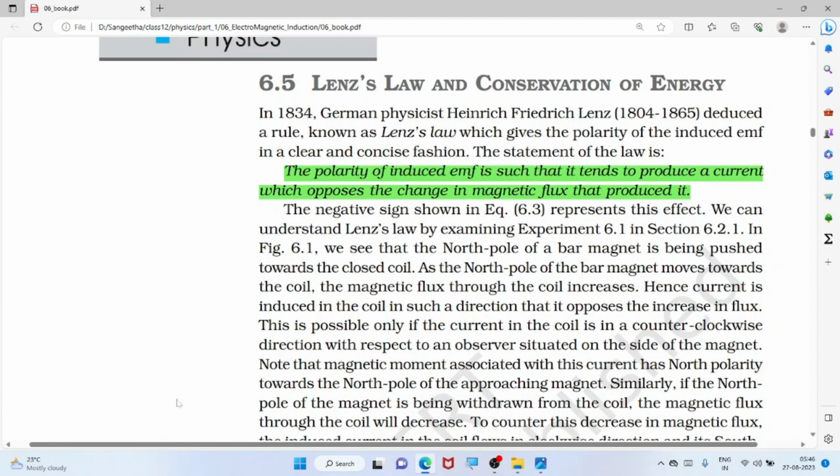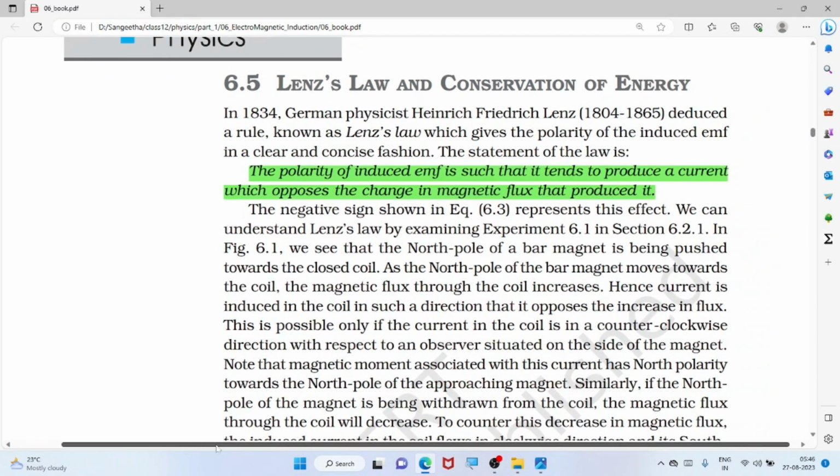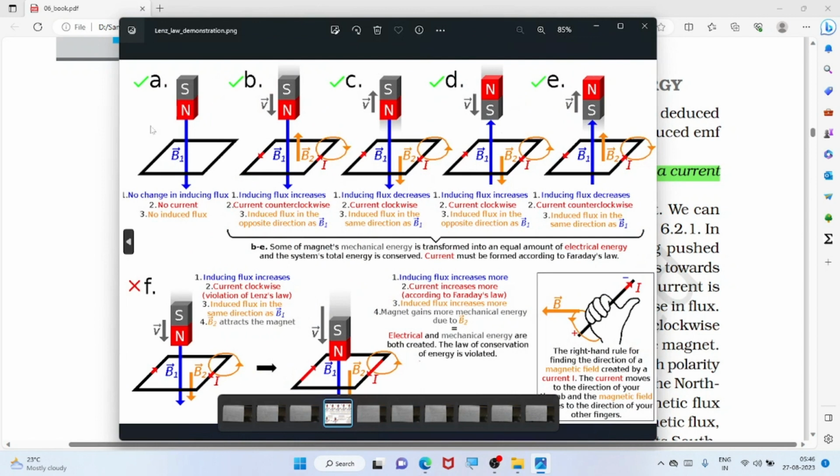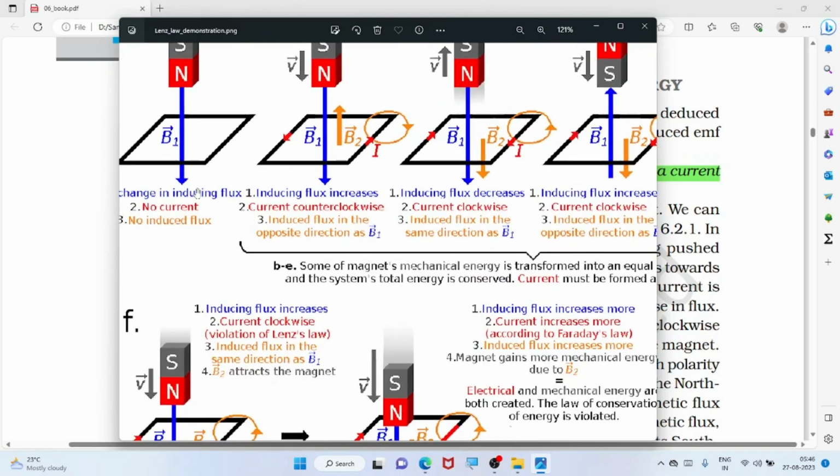Lenz's law. The polarity of the induced EMF is such that it tends to produce a current which opposes the change in magnetic flux. Okay, this is regarding Lenz's law. I have a diagram which shows various scenarios. You can go through this: if you move the magnet in which direction, the current will be induced, and in which direction this opposing EMF will be produced.